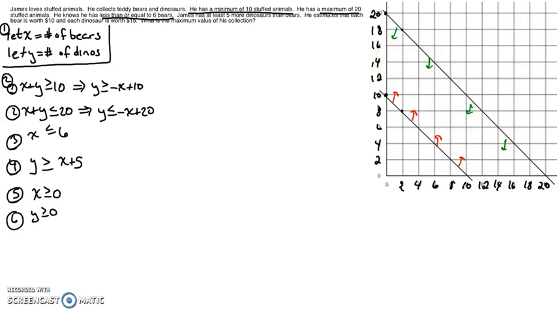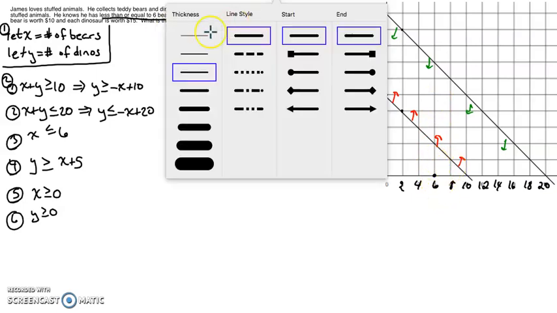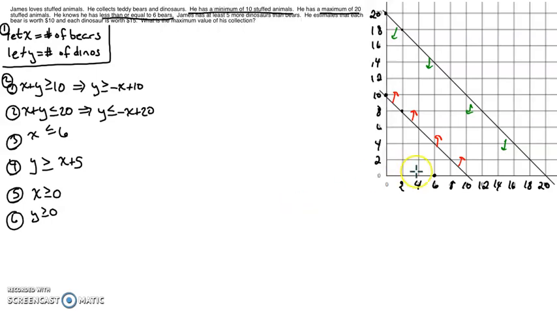Let's keep graphing. Our next line is going to be x is less than or equal to 6. So we don't have any y's this time, which means we're starting on our x-axis. So we'll put a point at 6 on our x-axis, and we're going to draw a line straight up and down. So from here, we're just going to go straight up here.